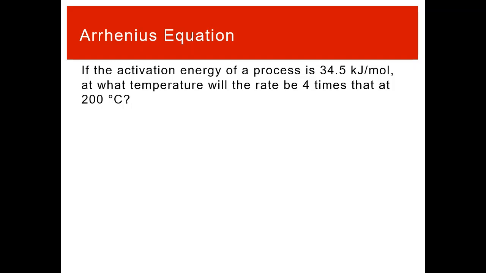Let's apply the Arrhenius equation to make some quantitative predictions about how we can control reaction rate using temperature. If the activation energy of a process is 34.5 kilojoules per mole, at what temperature will the rate be 4 times that at 200 degrees Celsius? This is a very common application. We know you can control rate using temperature. You're at 200 degrees Celsius. You want the reaction to go 4 times faster. What temperature do you need to raise it to?